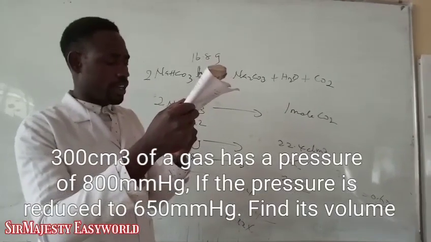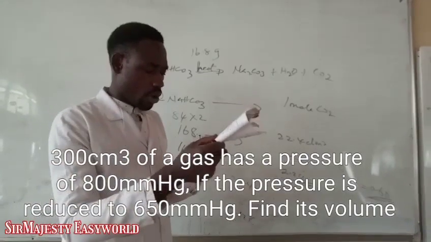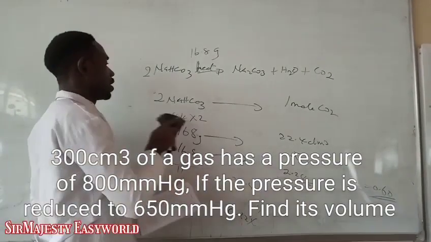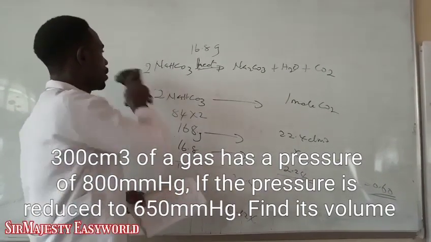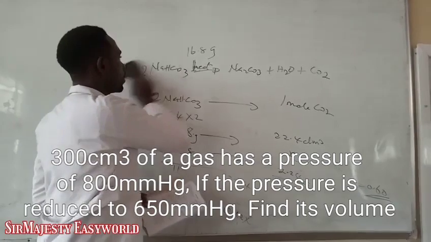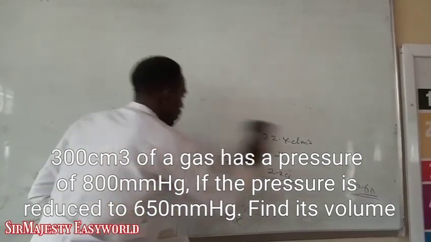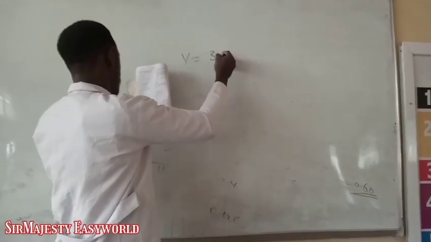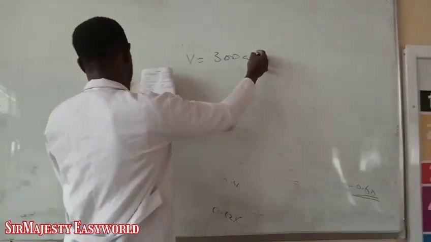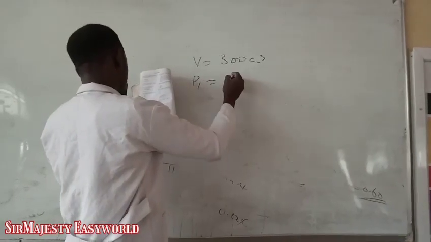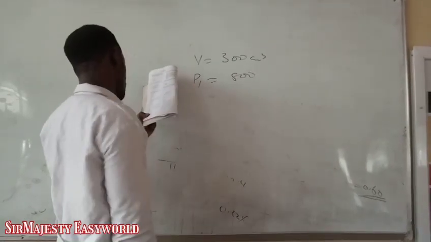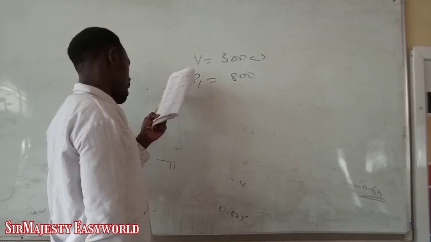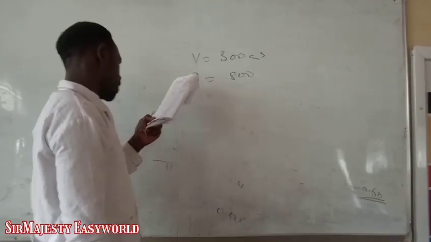Then we get down to the next question, which is talking about gas law. 300 cm³ of a gas has a pressure of 800. So we take note of our V1 and V2. Our first volume, according to that question, V1 is equal to 300 cm³. Then first pressure, 800. The question says 300 cm³ of a gas has a pressure of 800 mm.